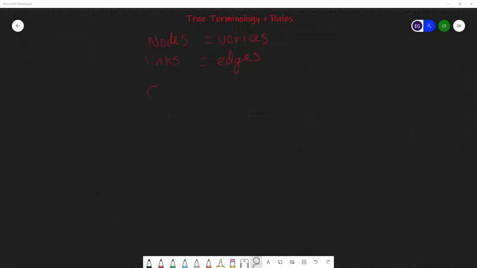So we can say in here, A, B, and C are vertices, and 1, 2, and 3 are edges. Well, actually, it should be like this. But yeah, you get what I mean.